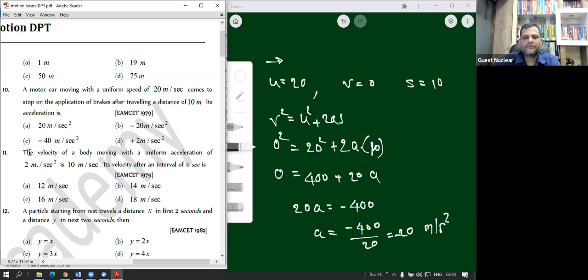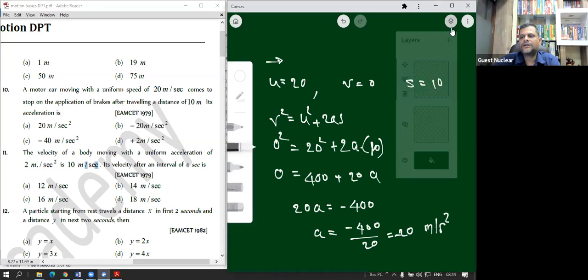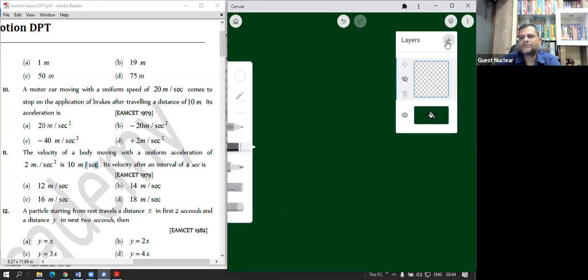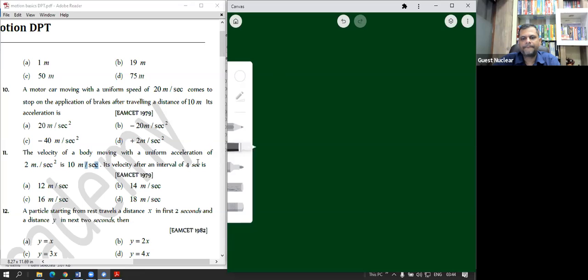Okay, the next one. The velocity of the body moving with uniform acceleration of 2 meter per second square is 10 meter per second. Its velocity after an interval of 4 seconds is. That means we want to find out the final velocity here, right? So the final velocity can be found out. Time दिया हुआ है और acceleration भी दिया हुआ है. 10 meter per second velocity, initial velocity भी दिया हुआ है. So no doubt we can just get it by using the first kinematic equation, that is v equal to u plus at, no doubt.